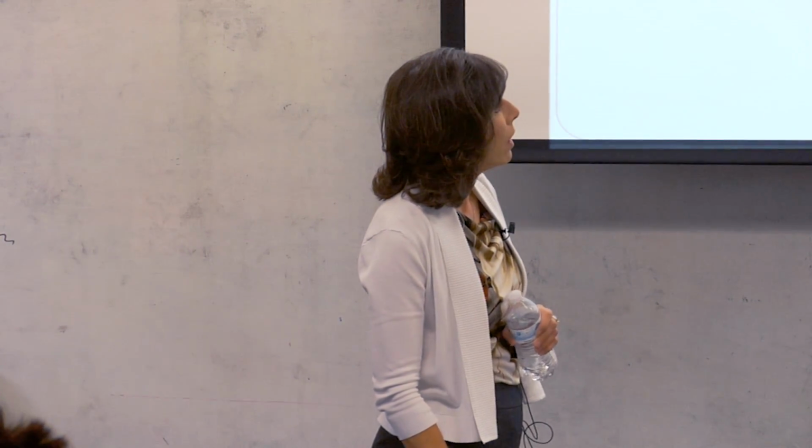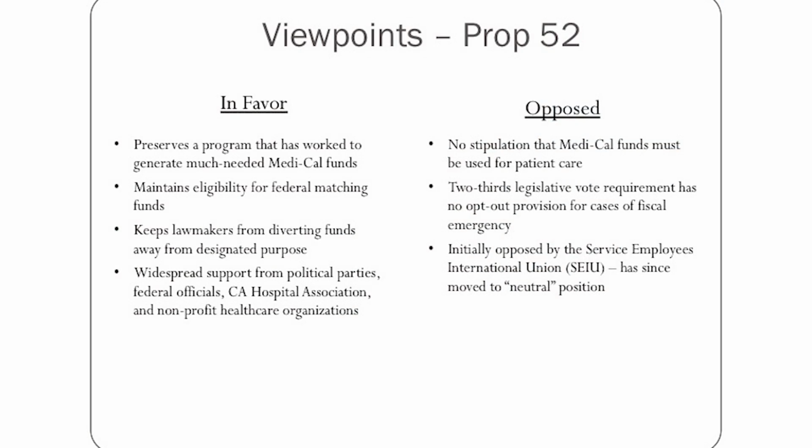Oh, the other opposition too is on the 2/3 vote. Typically what we might see is an escape clause in case of fiscal emergency, if there's a catastrophic earthquake or something happened where the state needed to absorb a lot of funds in a quick period of time. There's often an opt-out provision on the 2/3 majority vote. There's not in this case. Most pundits don't believe it's really something that has to happen, but just to point that out as one of the opposition points.